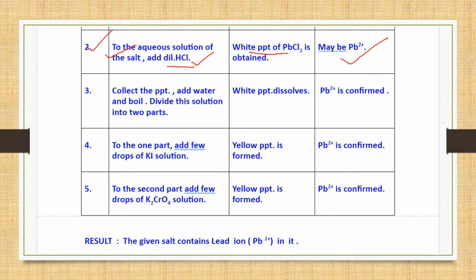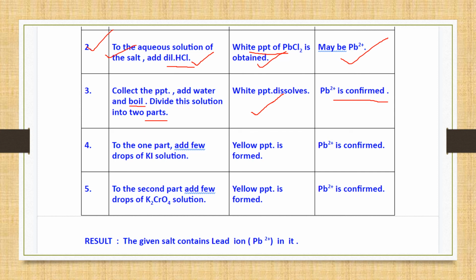Now you will collect the precipitate that you have obtained, this white one. Take a small quantity of the precipitate in a test tube, add water and heat it, boil it so that it mixes again properly in hot water. Divide the solution into two parts. The white precipitate will dissolve. That is your observation, right? So here I will not say 100% confirmation, but yes, we have other tests which will confirm it further. But if you have this white precipitate obtained and it is dissolving in hot water, then there are chances that Pb2 plus will be there.